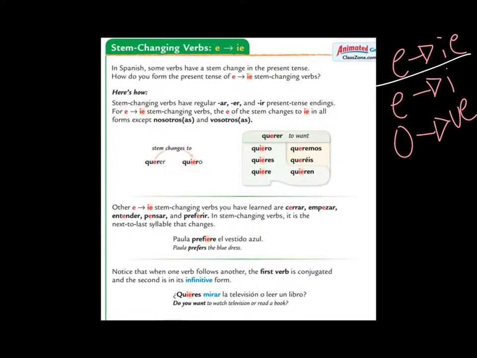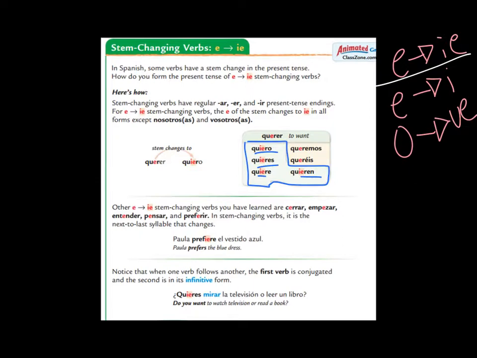Once you get the general gist of everything, it shouldn't be too difficult. So here's how you do it. Stem changing verbs have regular AR, ER, and IR present tense endings, so you do the tense just the way you would whether it's an AR verb, an ER verb, or an IR verb. For the E to IE stem changers, the E of the stem changes to IE in all the forms except for nosotros and vosotros. You will often hear these called boot verbs because it basically forms a little bit of a boot where the stem changes here, but we don't worry about it there.